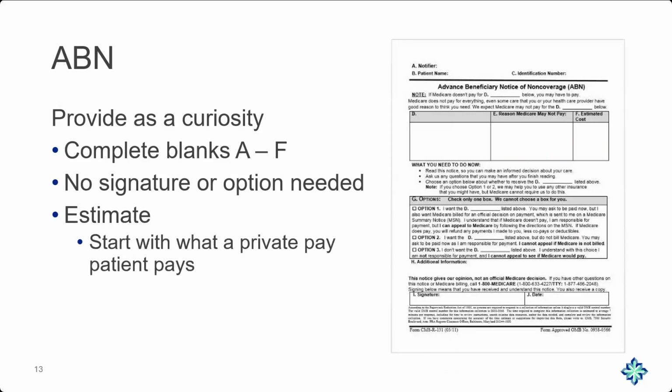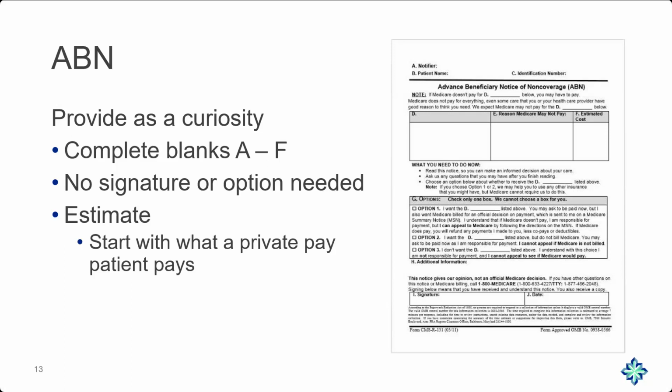But when you do it as a nicety, when you do it for that kind of informational purpose, then you're only going to complete the top part, which is item A, who you are, item B, who the patient is, item C, your system identification number, item D, you've got to tell the patient what it is. Item E is Medicare does not cover this. Medicare coverage prohibits Medicare from paying this, something like that. So that would be E, and then F, a cost.